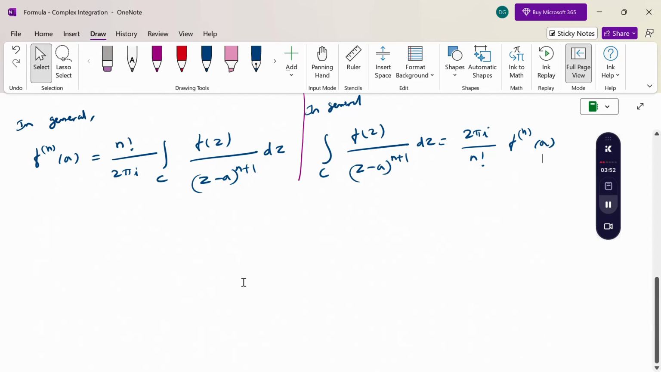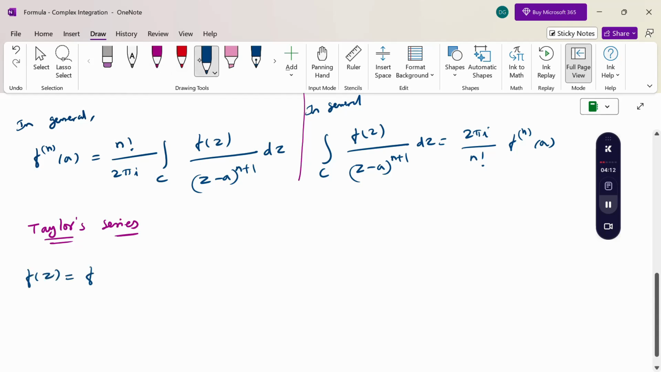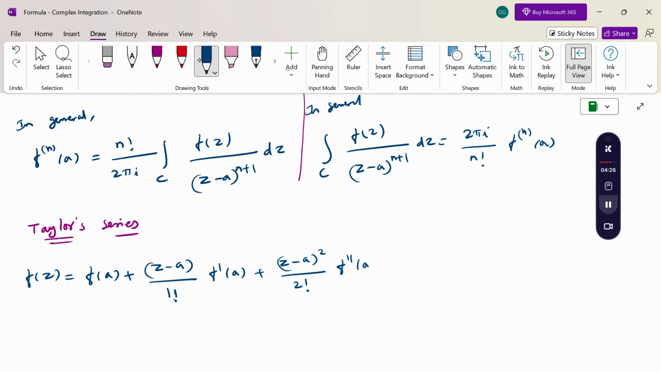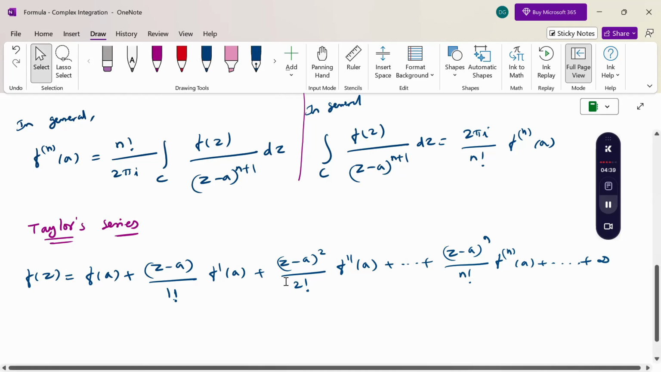And then the Taylor series expansion. Taylor's series: f of z equal to f of a plus z minus a by 1 factorial f dash of a, plus z minus a whole square by 2 factorial f double dash of a, and so on, and z minus a whole power n by n factorial f n of a, and so on to infinity. So this is the Taylor expansion.